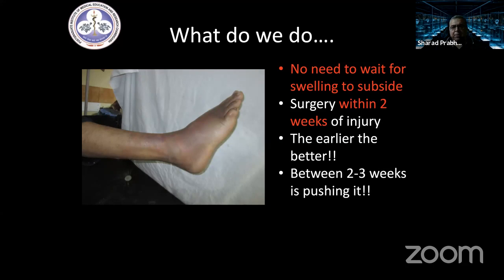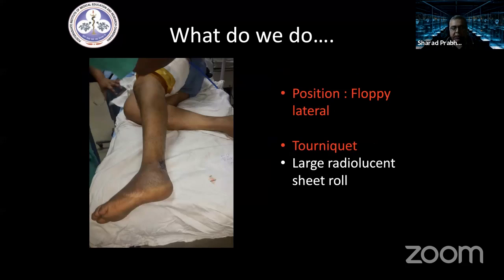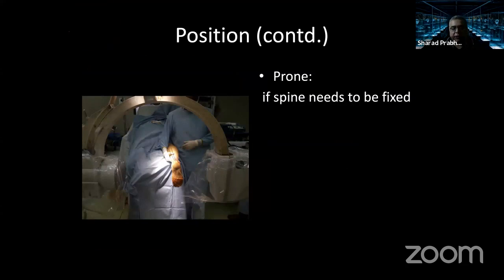Like for any minimally invasive approach, we don't wait. We do surgery as early as possible. The longer you delay, the more difficult it is. We do use a tourniquet. You position the patient in a floppy lateral position with a large radiolucent sheet roll under the foot. If you've got concomitant spine surgery, you can position the patient prone. This can also help you with bilateral fractures. And then you can position a C-arm and do the same.